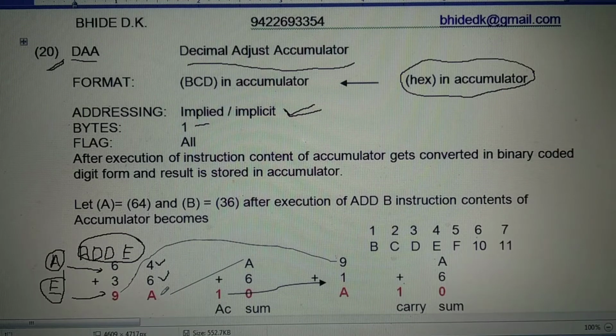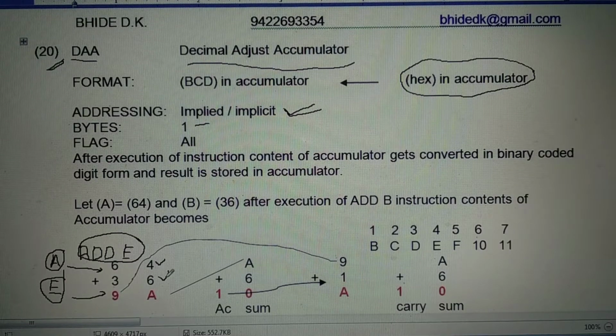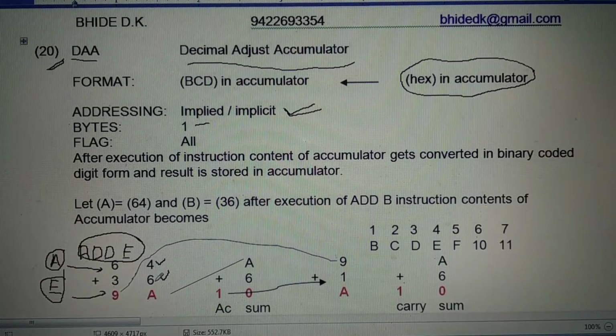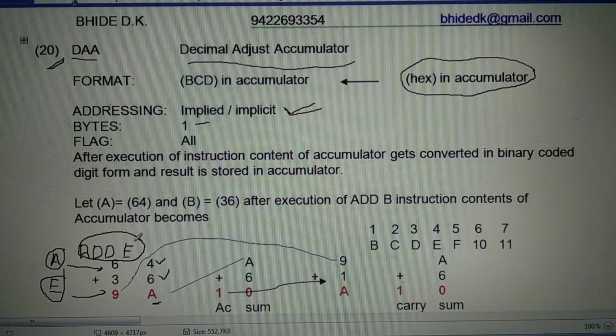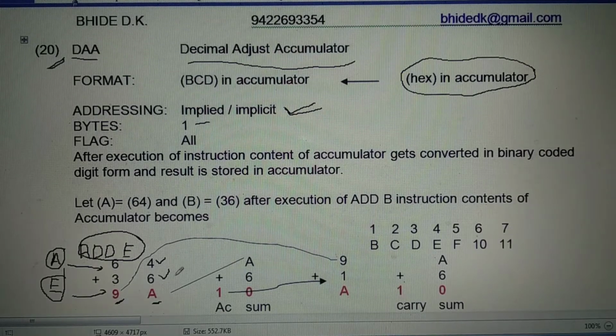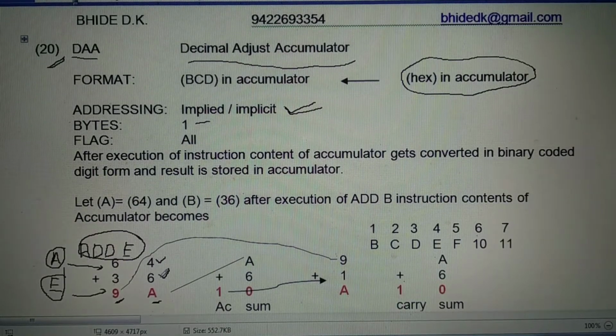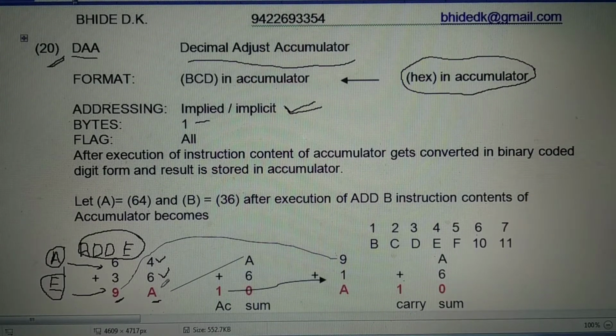6 plus 4, that means we have to advance 4 places. After 6, 4 places means 7, 8, 9 and A. You will get the answer as A, and no carry is generated here. 6 plus 3 you will get 9. That means the content of the accumulator after execution of the instruction ADD E becomes 9A. Now you have to convert this number into BCD form.